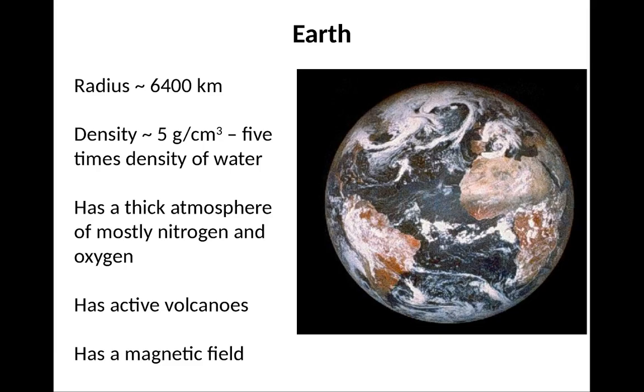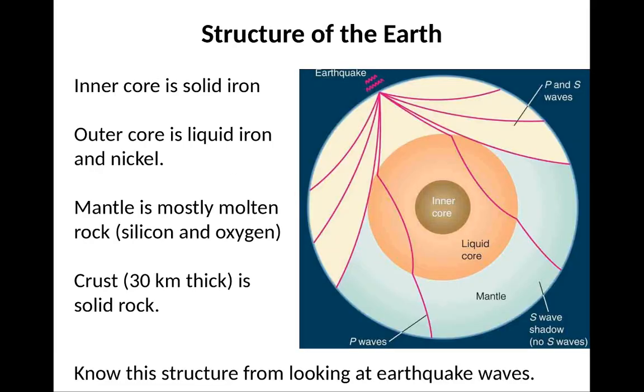So this is planet Earth. Its radius is about 6,400 kilometers. Its density is about 5 grams per cubic centimeter, 5 times the density of water, which is 1 gram per cubic centimeter. It has a thick atmosphere of mostly nitrogen and oxygen, has active volcanoes, and has a magnetic field. All these are important ingredients for essentially life.